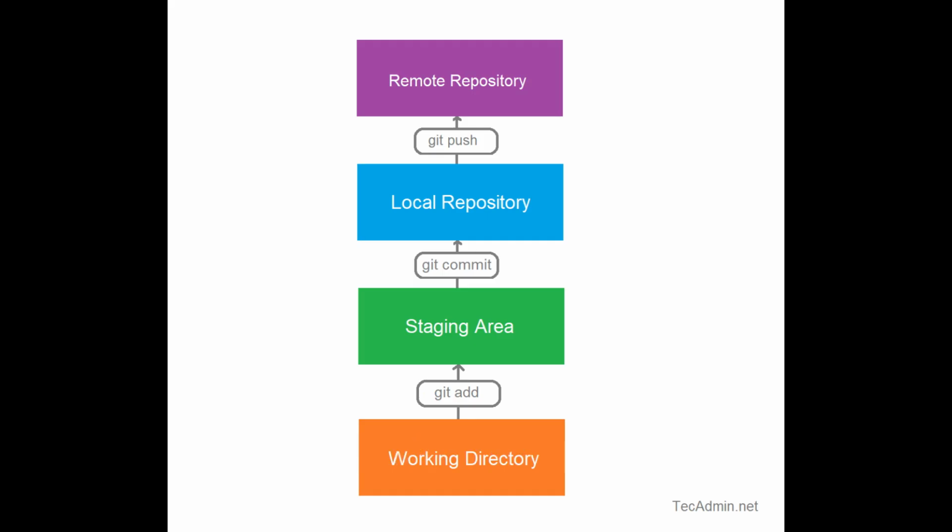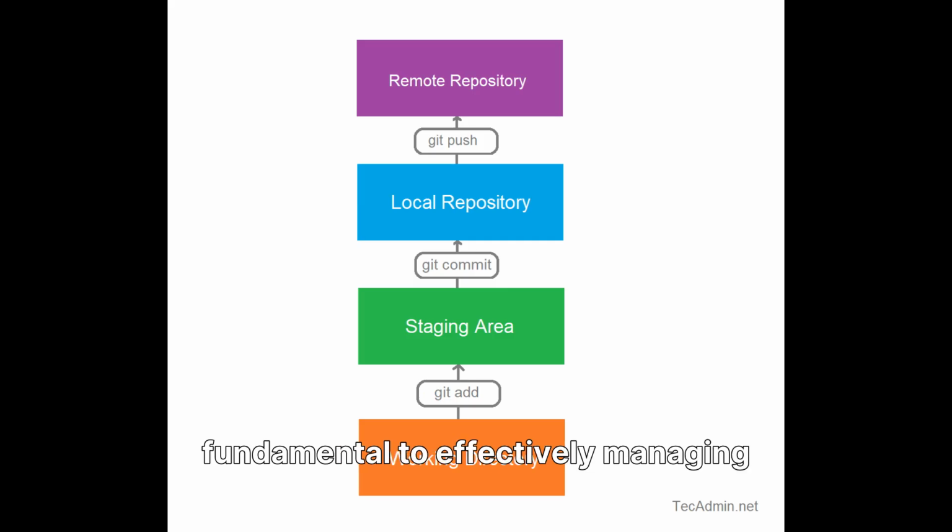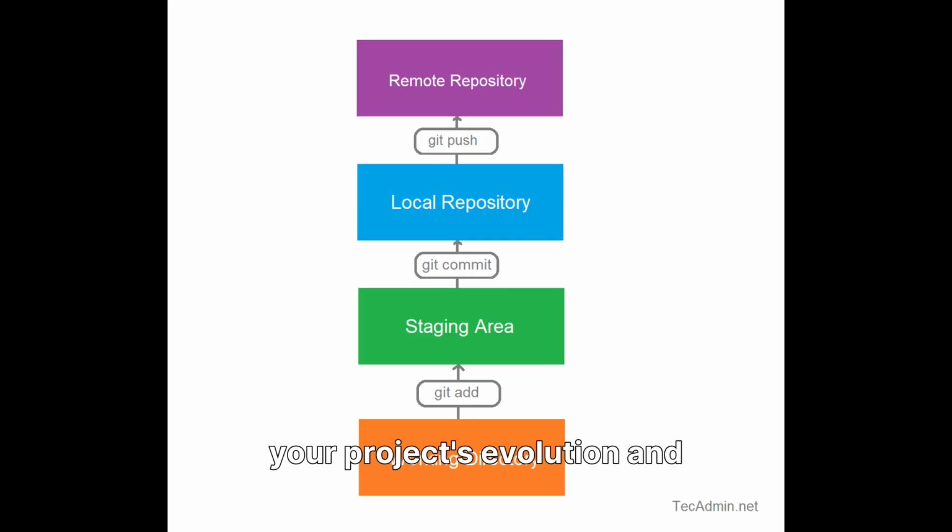With Git set up, let's explore the basic Git workflow. This involves making changes, staging them, committing, and pushing to a remote repository. Understanding this cycle is fundamental to effectively managing your project's evolution and collaborating with others. We'll walk through each step in detail.